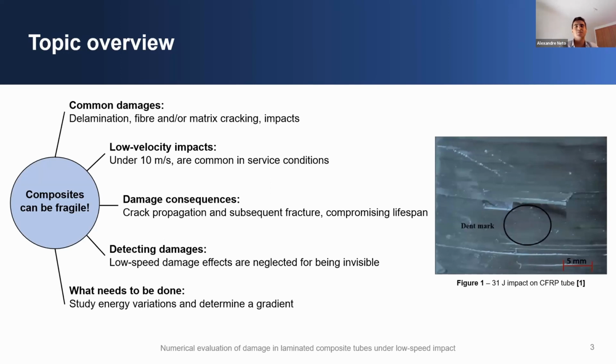So to contextualize this topic a bit, I believe you all know that composites are very common nowadays, but they can also be very fragile under certain situations where common damages such as delamination, fiber and or matrix cracking can occur, especially under impacts. Impacts such as low velocity, which are very common in service conditions, can cause consequences that are often overlooked due to not being visible to the naked eye. To combat that, there is a need to study energy variations and determine a gradient to better understand such loads.